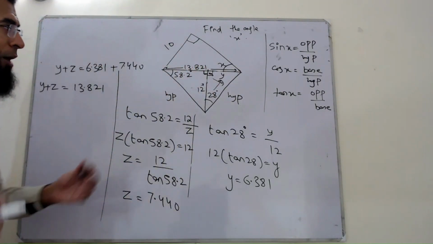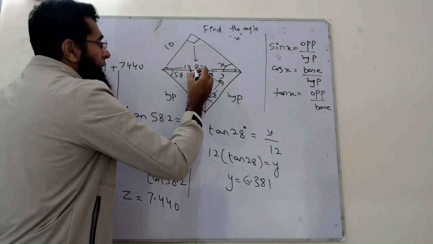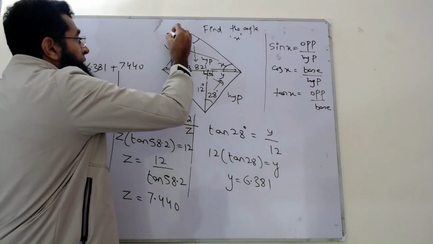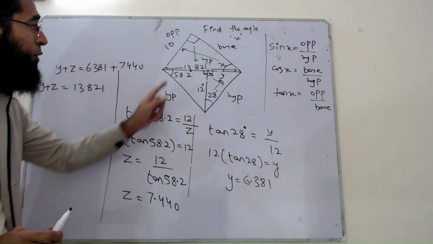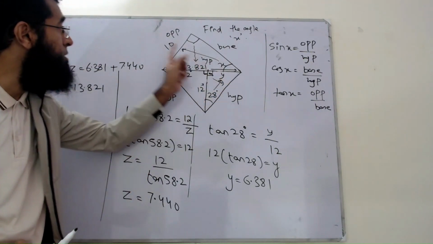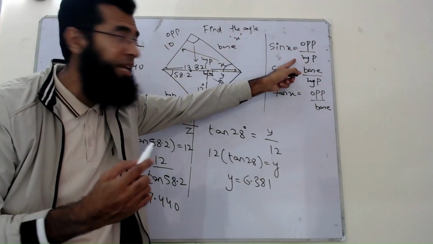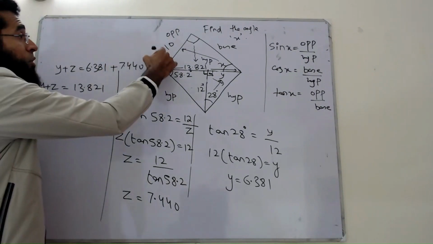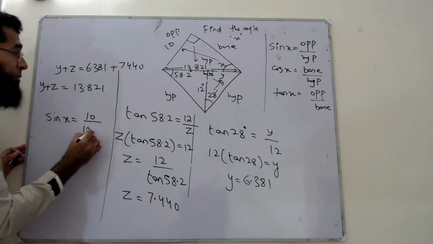So now it's very simple. Label the triangle. The side opposite the right angle is the hypotenuse. The side opposite the angle is the opposite, and the side that is left is your base. Which two lengths are involved? That is the hypotenuse and the opposite side. So opposite and hypotenuse are connected by sin x. So sine of the angle is opposite over hypotenuse, which is 13.821.